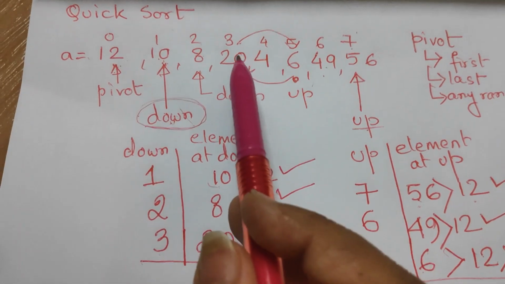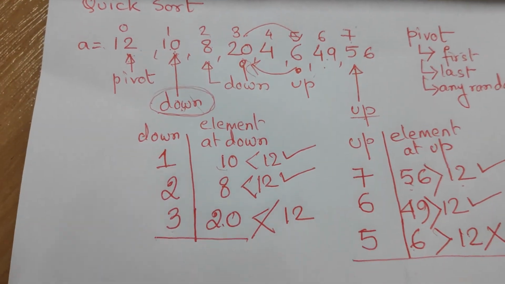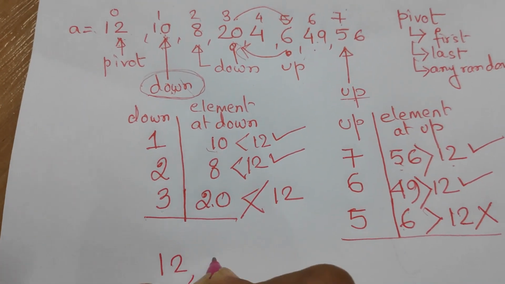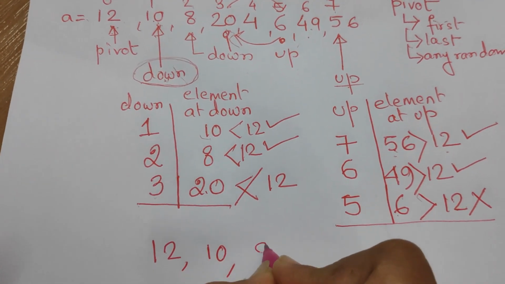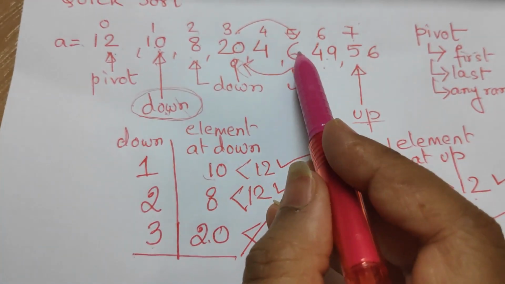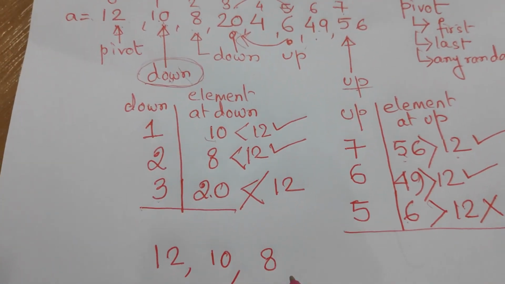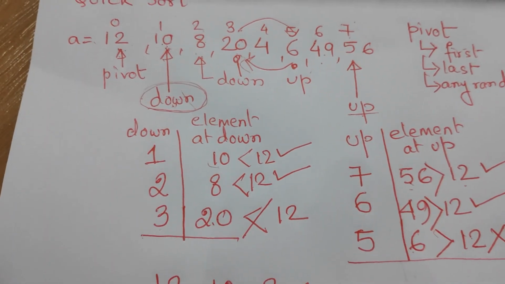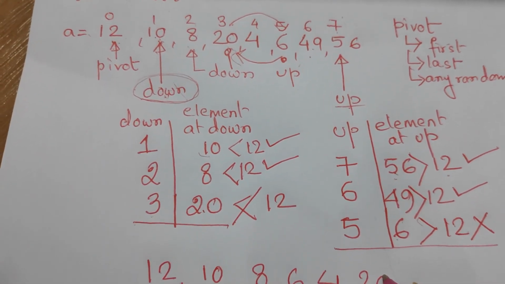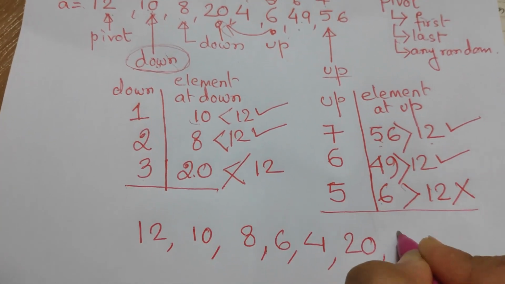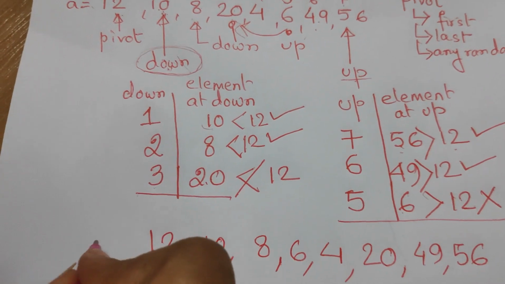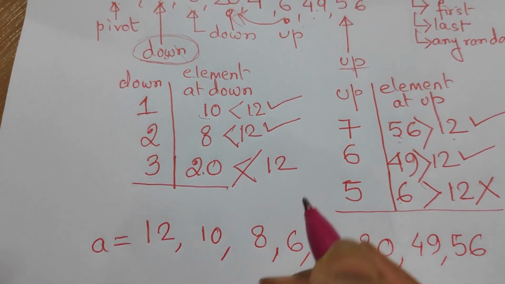So we swap 20 and 6. So what does the list become? The list becomes 12, 10, 8. Now after 8, since 20 has been swapped with 6, we will get 6. After 6, 4, 20, because 20 will take the place of 6, 49 and 56. Correct? This becomes our new A.